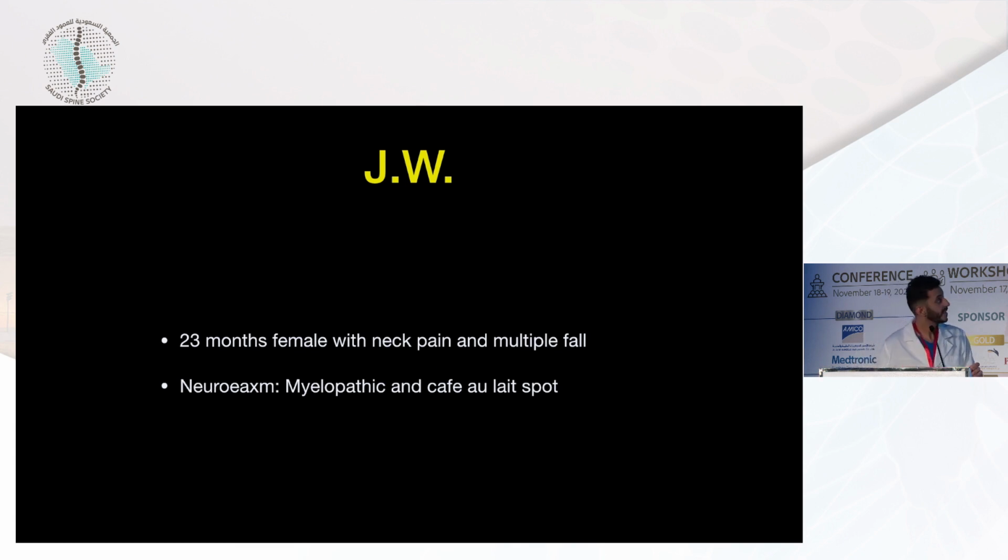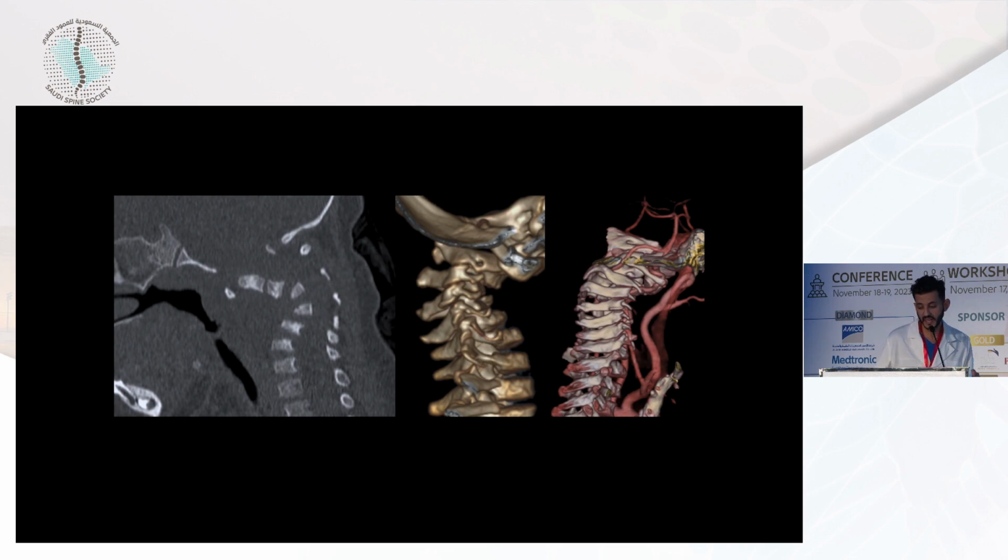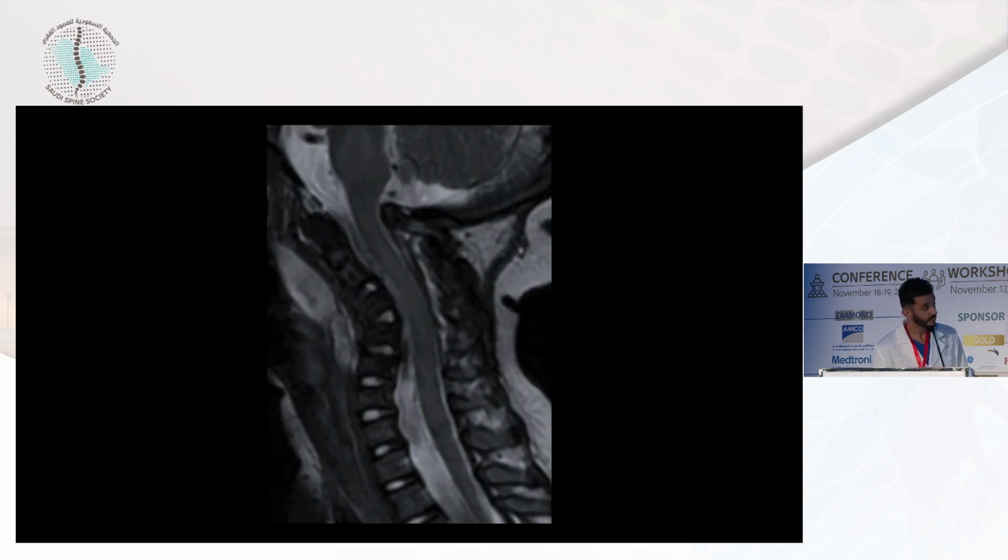Another case: this is a 23-month-old female with neck pain and multiple falls. Exam is myelopathic with clonus, but she's able to walk, though with multiple falls. On her X-ray, you can see cervical kyphosis with a dystrophic type of deformity of her spine. The other important thing in her images is that C1 is subluxed anteriorly. There's no really good bone quality to do instrumentation, but on the MRI, you can see there is signal change in the spinal cord, and it's dynamic, so not ongoing compression.